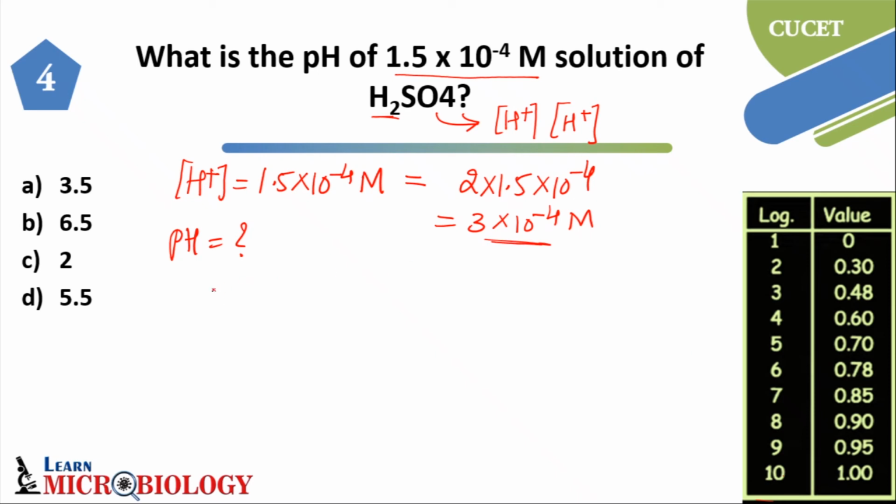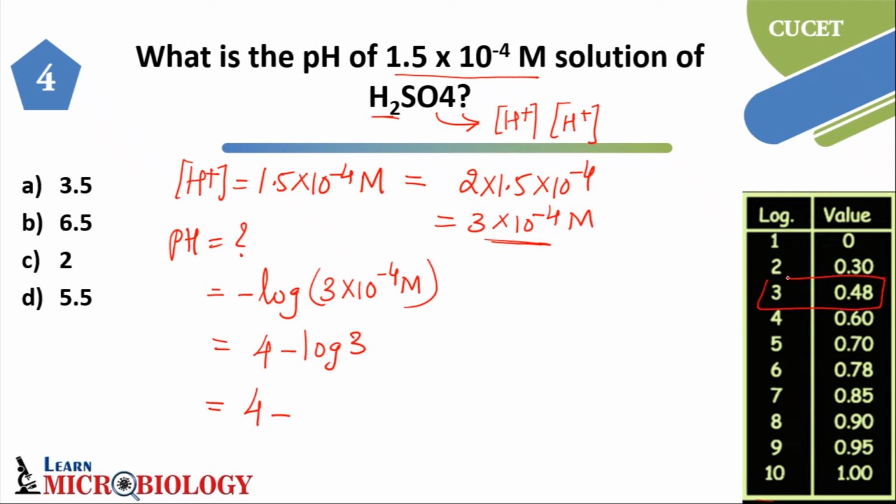We have got the concentration of H plus, we can put it in the formula minus log of 3 into 10 raised to minus 4 molar. And it's very simple to do this now. I've already shared it in the previous question how to do it. Here we have a positive value 4 minus log of 3. By doing this you can easily calculate 4 minus, what is the formula for log of 3?